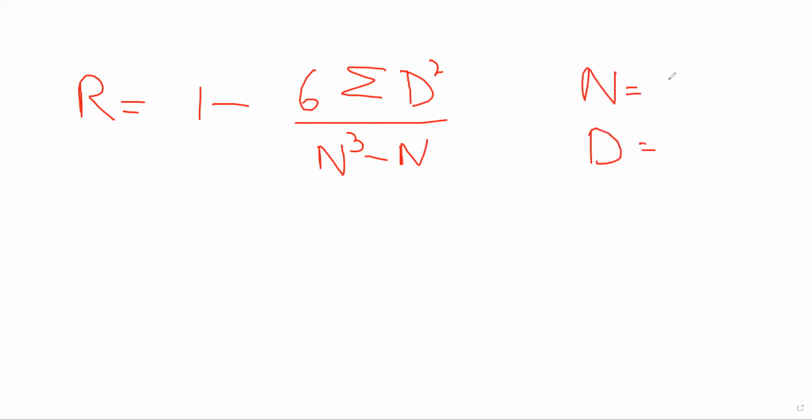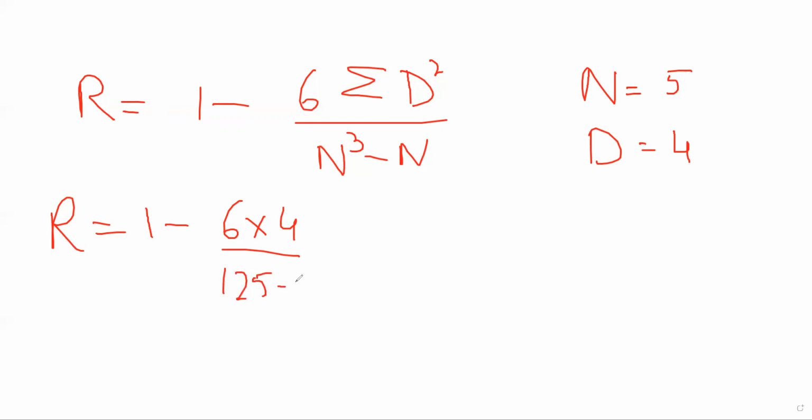5. Our D was 4. Correlation coefficient R is equal to 1 minus 6 into 4 divided by 5 cube minus 5, n cube minus n. 5 cube is 125, so 125 minus 5 is 120. So R is equal to 1 minus 24 divided by 120.